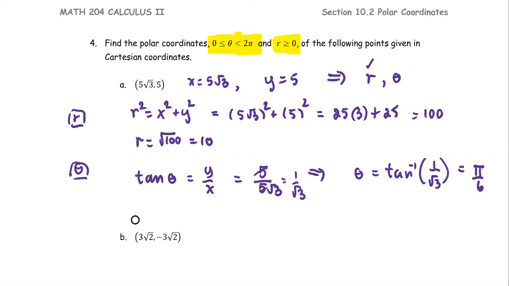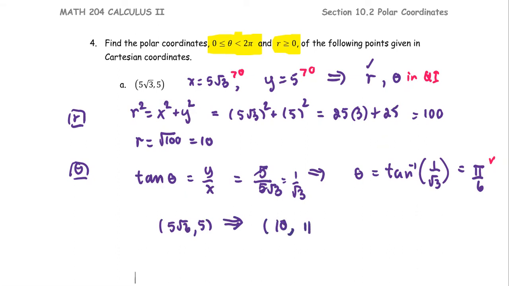The note for this is, in this case, x positive, y positive. So the angle will be in the first quadrant. So it comes out to be pi over 6 in the first quadrant. So we do not have to modify or change the theta into the appropriate quadrant. So then for this problem, the ordered pair 5 square root 3 comma 5 is converted into the polar coordinate as r equals 10, and the angle is pi over 6.